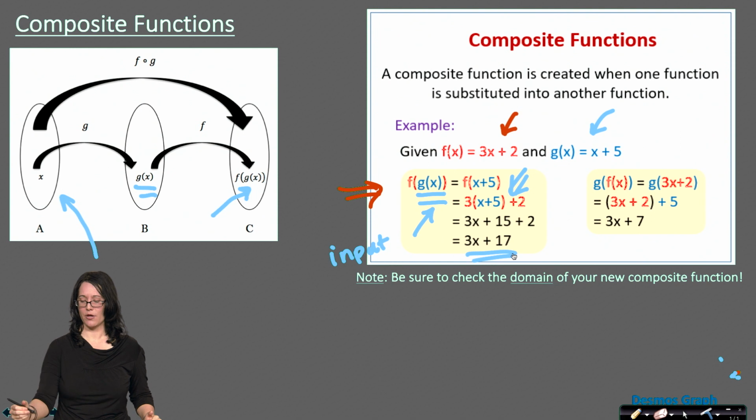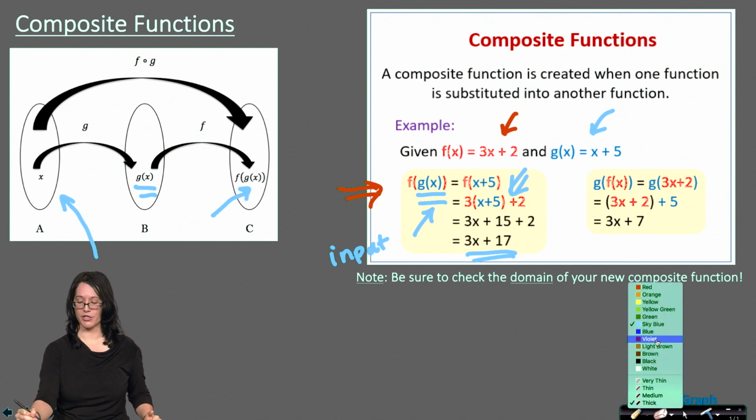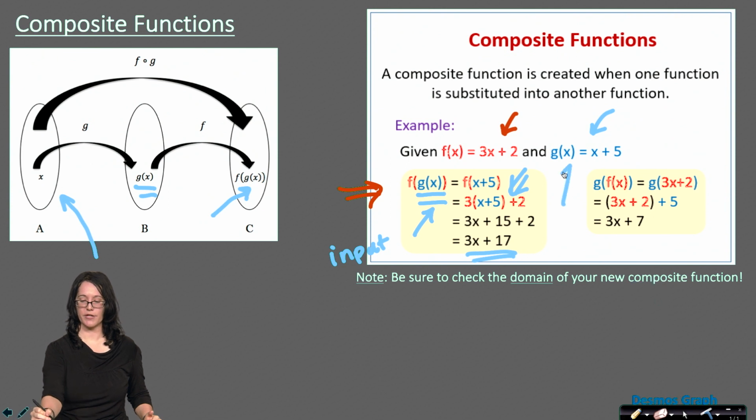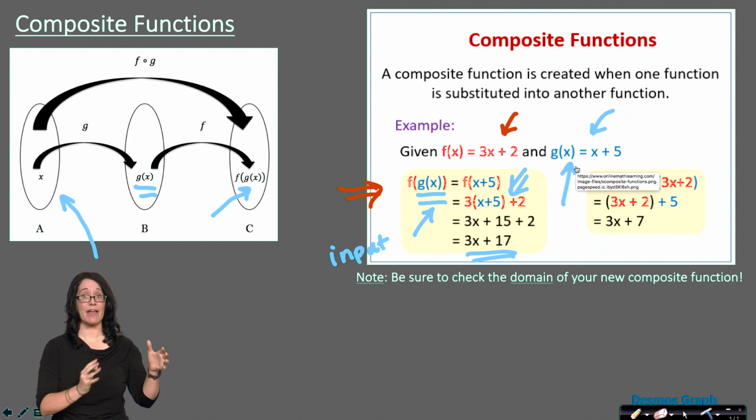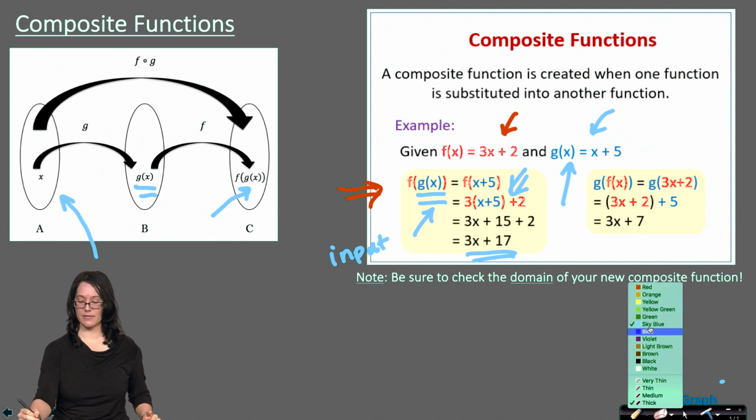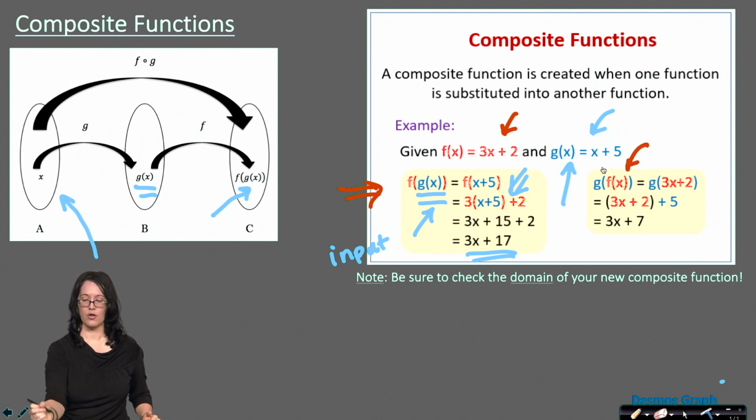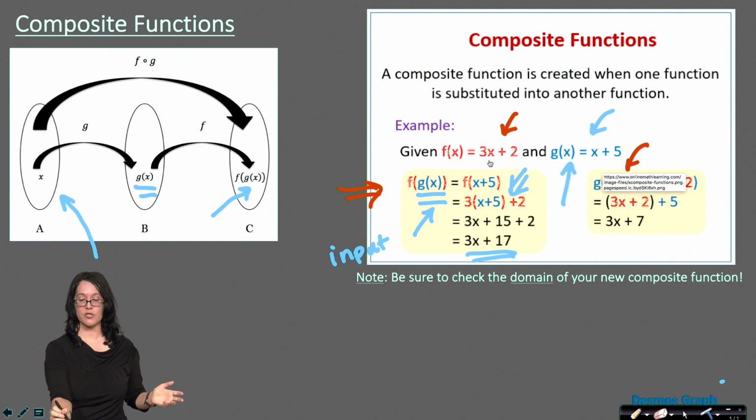On the other hand, what if we had a situation where our model was that g depended on f instead? If g depended on f, we would start with the g function instead. So we'd start with our g function, which says take your input and add 5. Now, if our input this time is f of x, we would input f of x, which is 3x plus 2, anytime we see an input x in our g function.